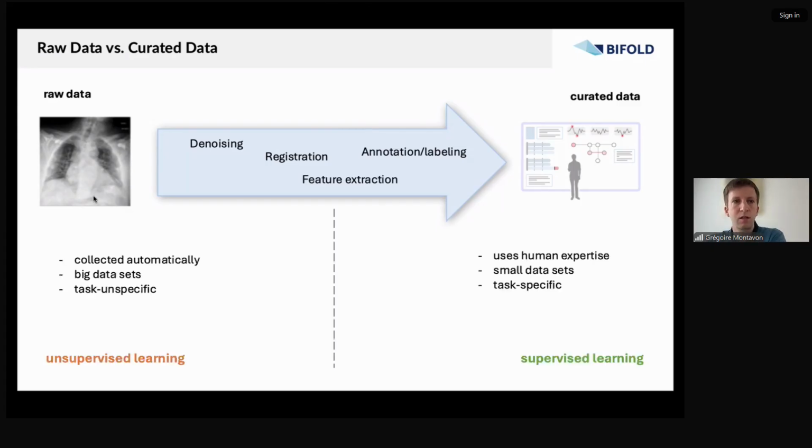So in practice, there are advantages to both types of data. For raw data, the advantage is that you can acquire very big data sets because nowadays sensors and acquisition devices can massively digitize or create these large data sets. And it's also task unspecific. So generally the raw data that you are dealing with is usable for a very broad set of tasks.